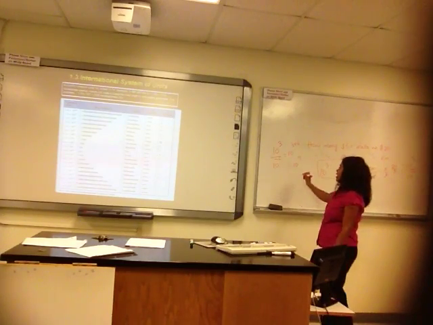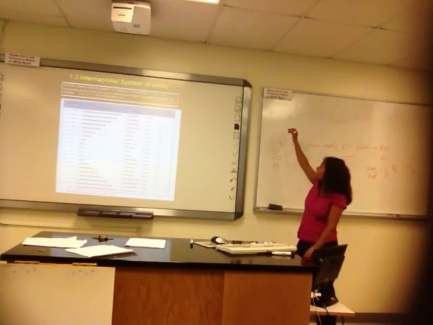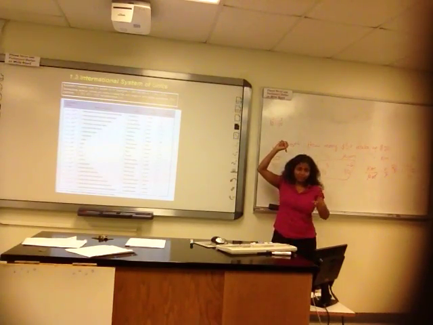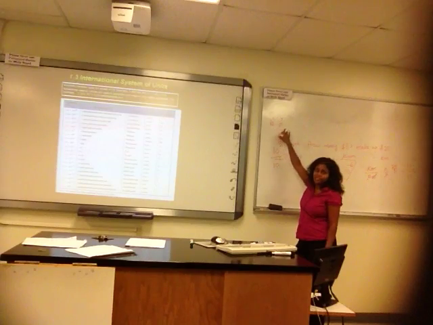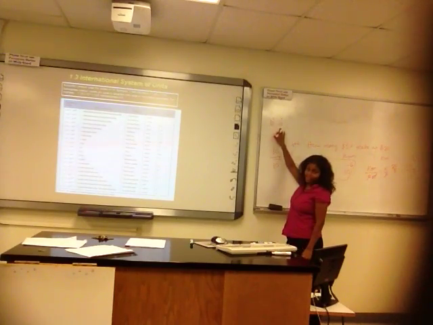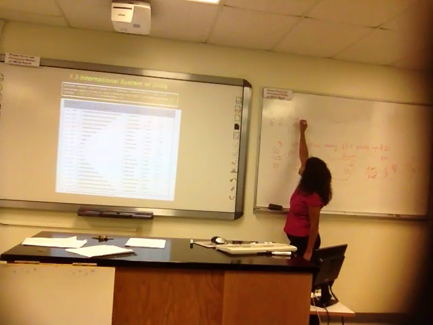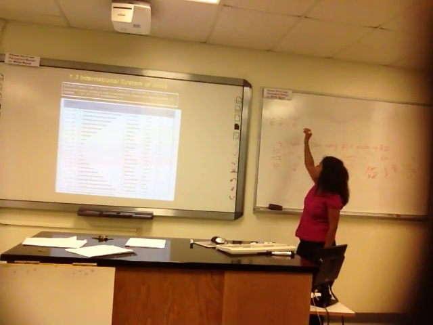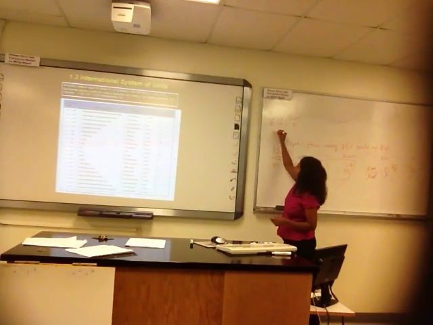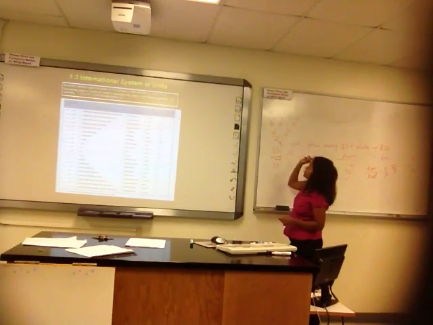Anyway, if you have something like 10 to the power of x times 10 to the power of y, this is called the base, and this is called the power. If you have the same base in multiplication, you just put the same base and simply add the powers. If you divide, you subtract the powers. So 10 to the power of x divided by 10 to the power of y, you subtract the powers.